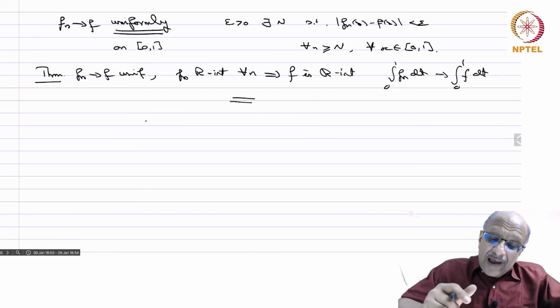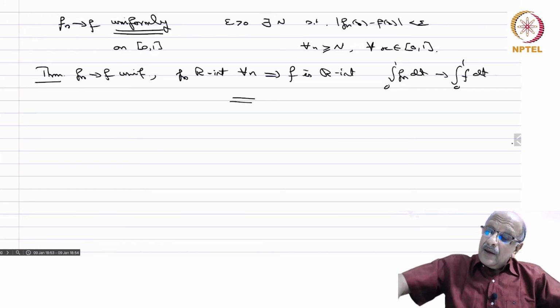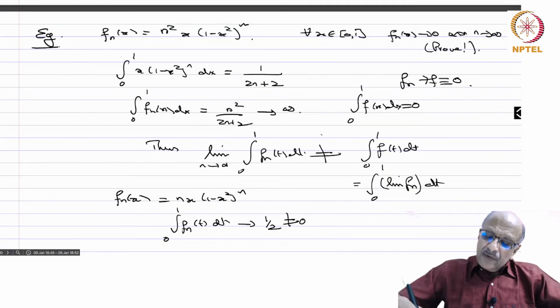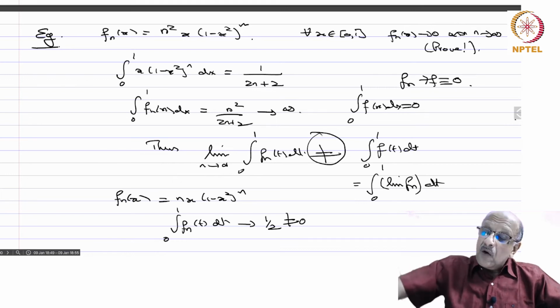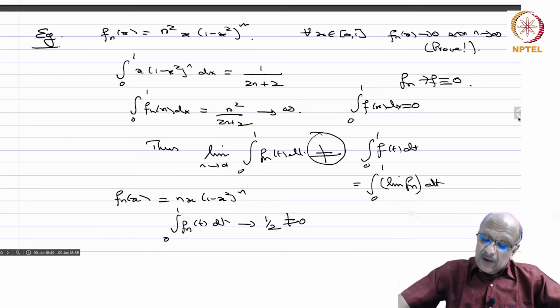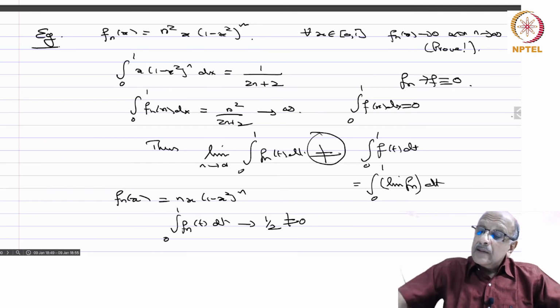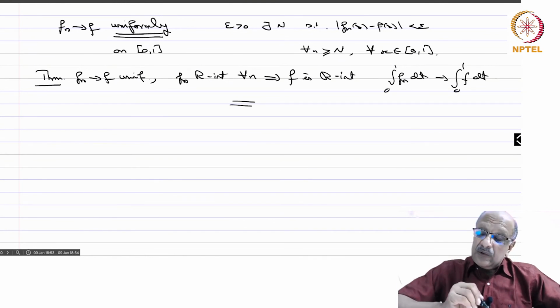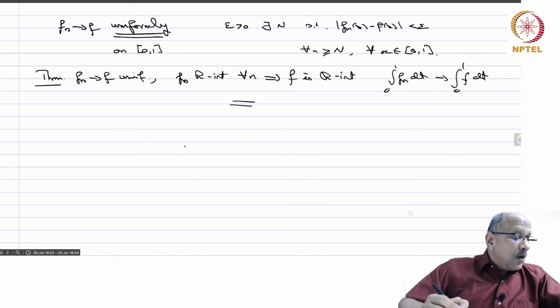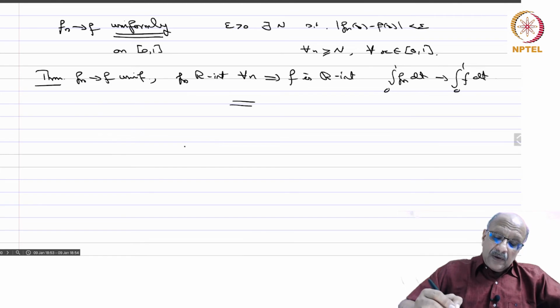And therefore, in fact, the validity of this theorem, whether this becomes equal or not, is itself a test, one of the tests for uniform convergence of a sequence of functions. We say Fn goes to f, and if you want to know whether it converges uniformly, you check if this condition holds. If it doesn't hold, that means the convergence has not been uniform, because of this theorem which we just stated.